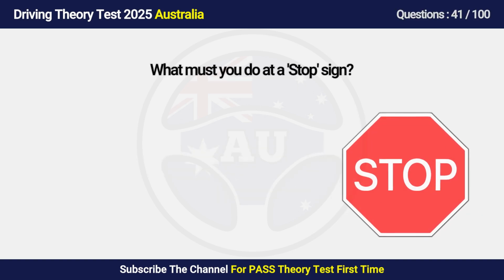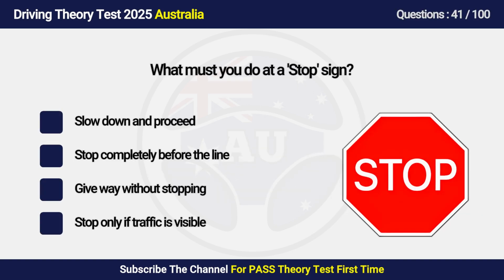Question 41. What must you do at a stop sign? A. Slow down and proceed. B. Stop completely before the line. C. Give way without stopping. D. Stop only if traffic is visible.